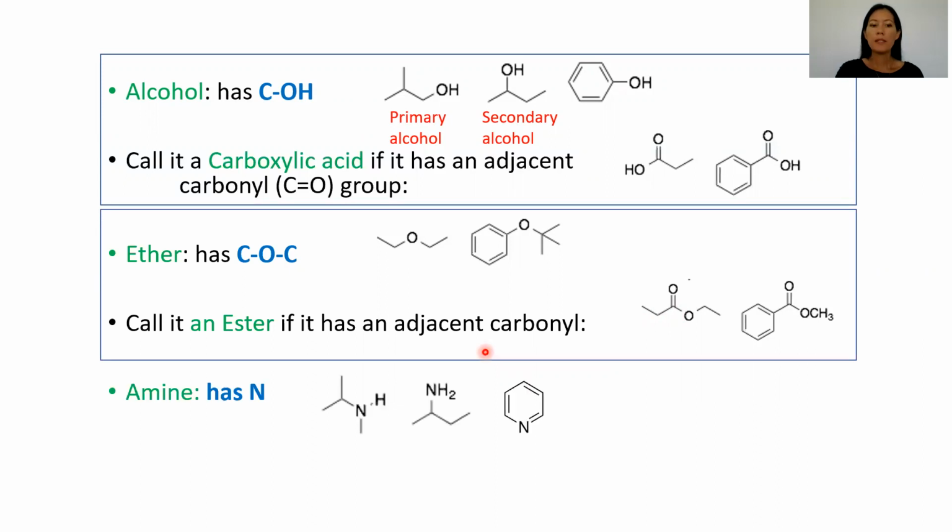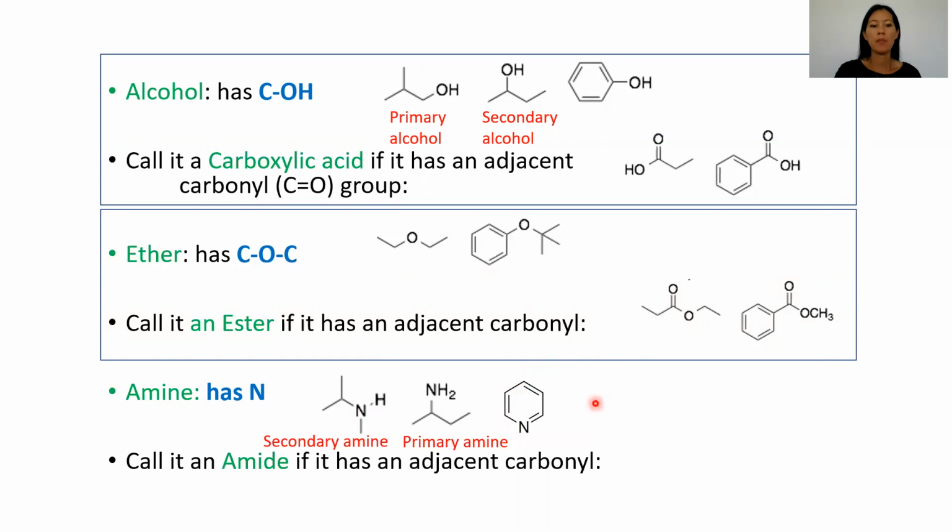The next group is an amine, basically anything with a nitrogen next to a carbon. So here's a secondary amine. We have a primary amine here. Notice how we identify primary. It's just a nitrogen with only 1 carbon attached. A secondary amine has 2 carbons attached. Here we have what's called a pyridine group, which you don't need to know that name.